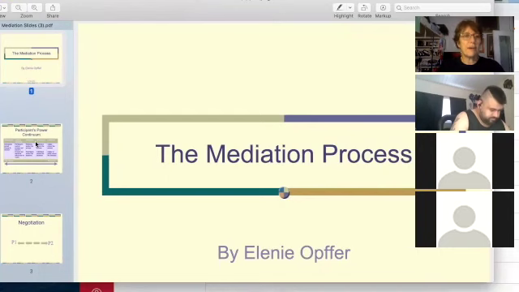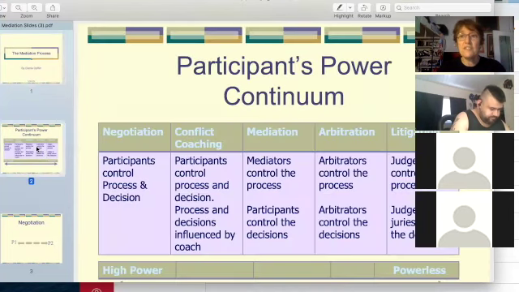So the mediation process, I want to start by just saying that mediation is one of the types of third-party interventions, which we talked about last week. And we saw that there's an intervention called coaching, then there's mediation, there's arbitration, there's litigation, and they each have a different approach, but they're all ways to try to help people resolve conflicts peacefully without violence, okay?